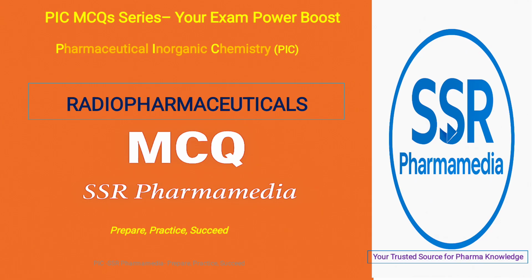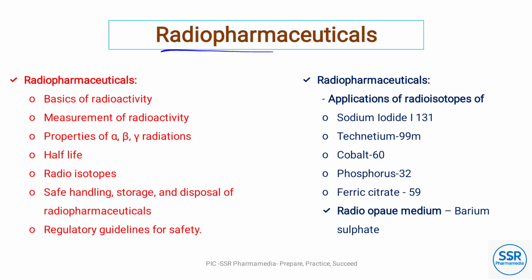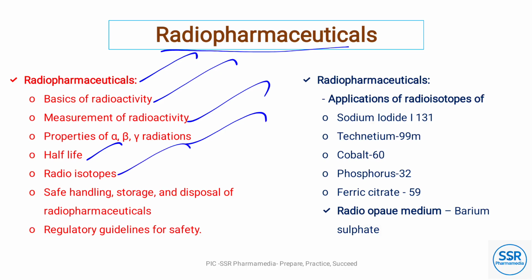Today we are going to discuss radiopharmaceuticals. Prepare, practice, succeed. Under radiopharmaceuticals, we are going to cover the basics of radioactivity, measurement of radioactivity, properties of alpha, beta and gamma radiations, half-life of radiopharmaceutical substances, radioisotopes, safe handling, storage and disposal of radiopharmaceuticals, regulatory guidelines for safety, and applications of radiopharmaceuticals.